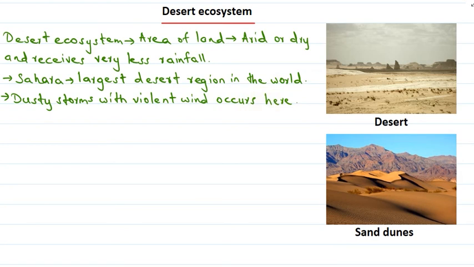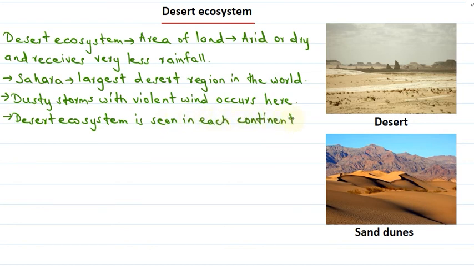So desert ecosystem is seen in each continent except Europe. Desert ecosystem is seen in each of the continents, in each continent except what? Except Europe. That is, deserts cannot be found in Europe, but it can be found in all the other continents.